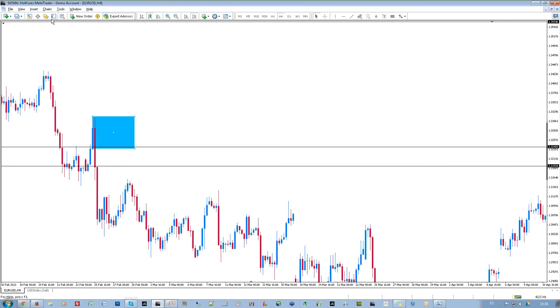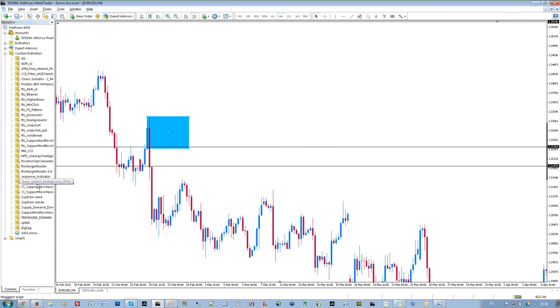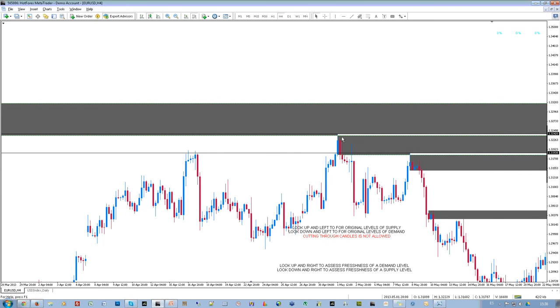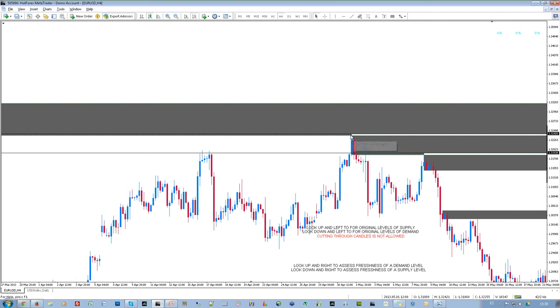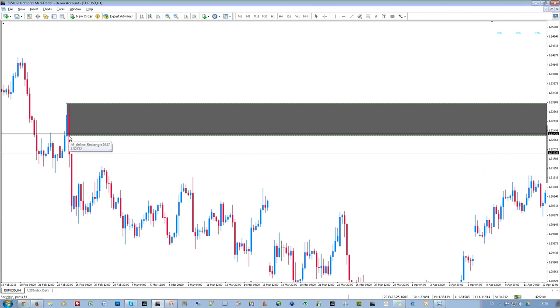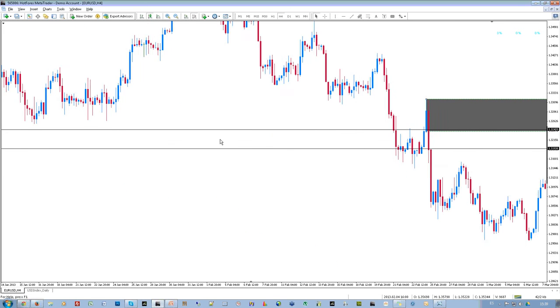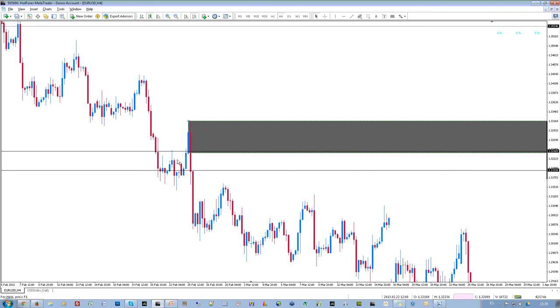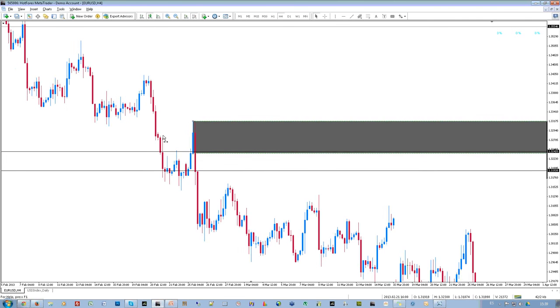Let me draw the rectangle. It is extended like that. You see? So this level, it looked original, but it was not original because it was a reaction. We draw the horizontal line to the left, up and left, and we stop here at the first candle. We don't take into account this area. We can't cut through candles. So this is the most recent area.